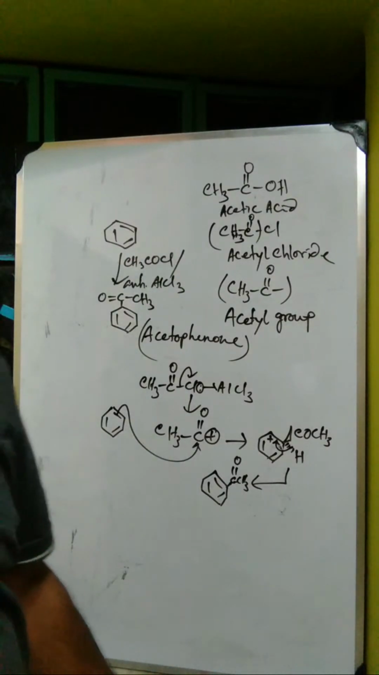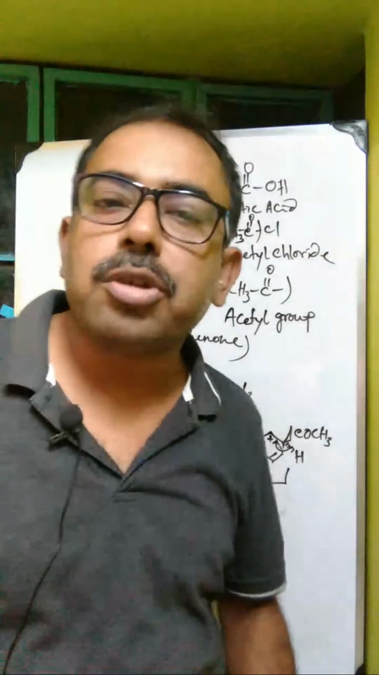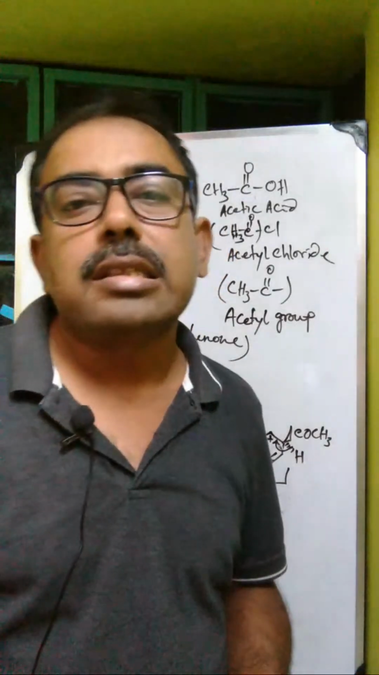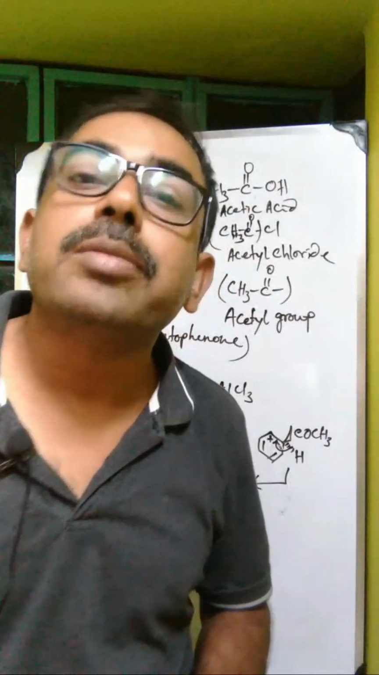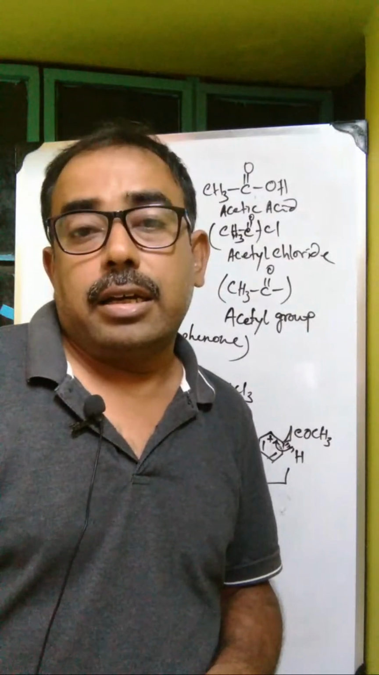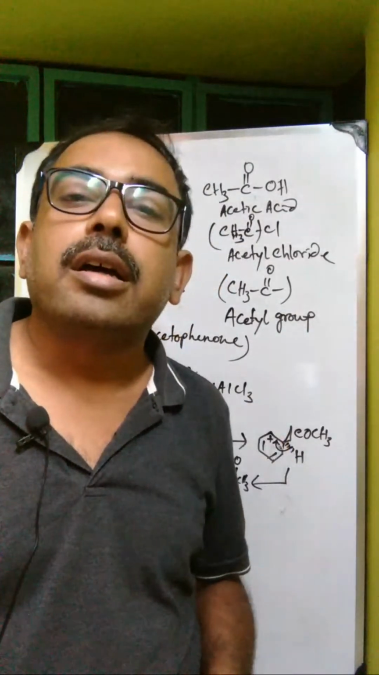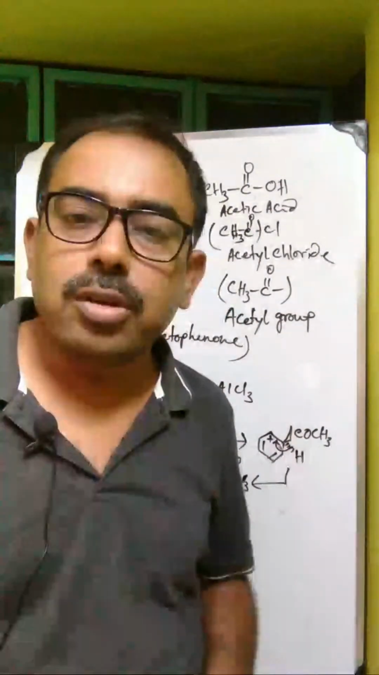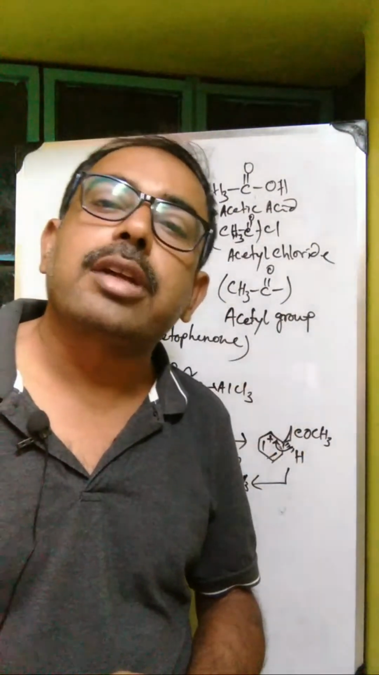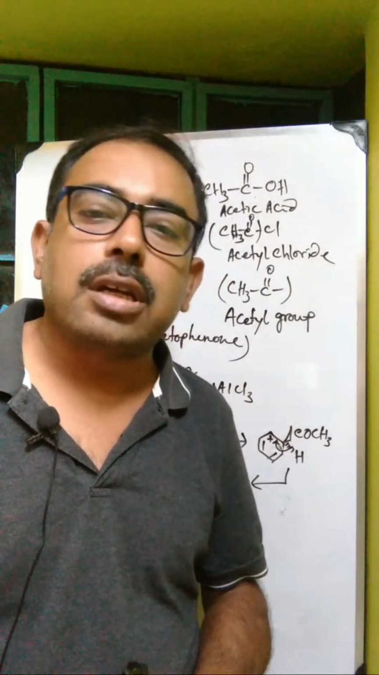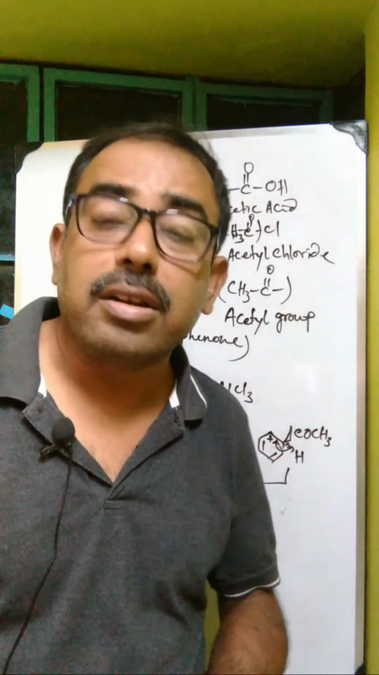So this one is also an electrophilic substitution reaction, but the electrophile is COCH3, or acetyl group. That's why this is called Friedel-Crafts acetylation reaction. Okay, so this was an example of electrophilic substitution reaction of benzene. Next we'll see what happens in the nitration reaction.